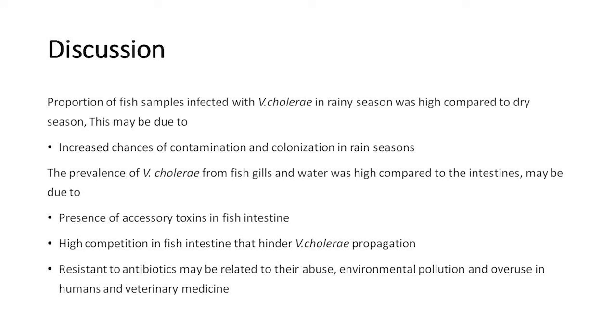In discussion, the proportion of fish samples infected with Vibrio cholerae in rain season was high compared to dry season. This implies that rain season has the ability to increase the chances of contamination and colonization of Vibrio cholerae. But the prevalence of Vibrio cholerae in fish gills and water was high compared to intestine, because in the fish intestine there are accessory toxins which make Vibrio cholerae not propagate well in the intestine as compared to gills. But also there is high competition in the fish intestine as compared to gills.